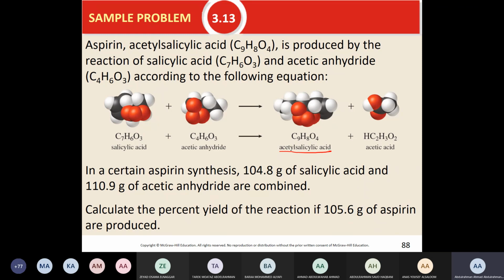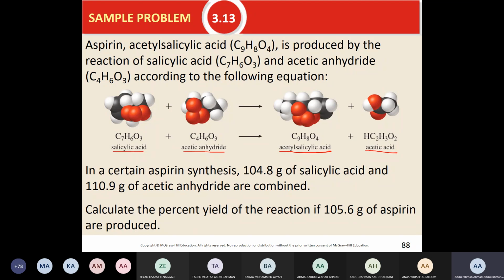You don't have to know these things. Salicylic acid and acetic anhydride make aspirin and acetic acid. You have this reaction. Look at the reaction: this reaction is already balanced. Is it? Yes, it is balanced.